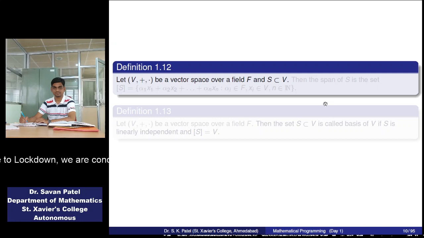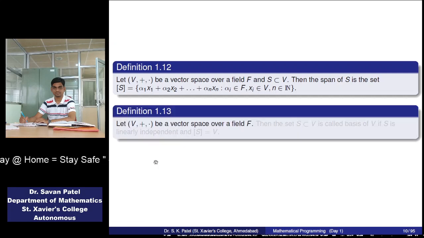Now let S be a subset of vector space V over a field F. Then the span of S is the set of all alpha 1 x1 plus alpha 2 x2 plus ... plus alpha n xn, where alpha i's are in F, xi's are in S, and n in N. Meaning choose finitely many xi from your vector space and finitely many scalars from F, and the collection of their linear combinations is the span of S. We will denote it as box X. Sometimes if we require, we will denote it as S star.